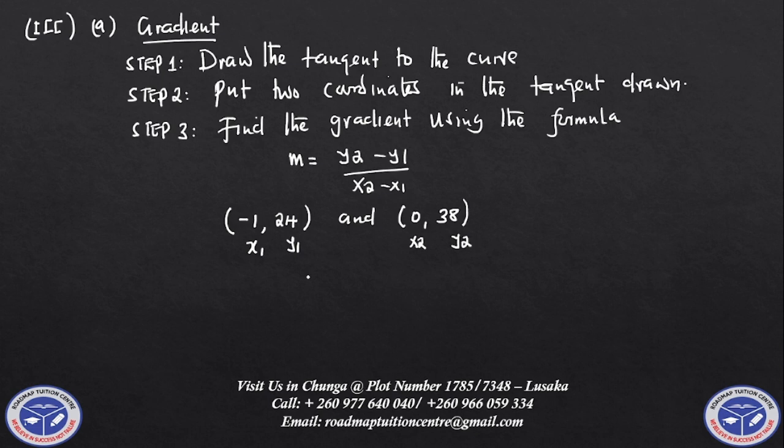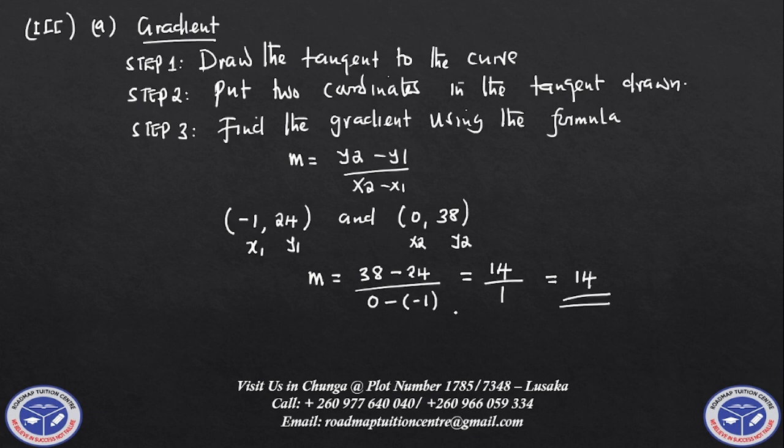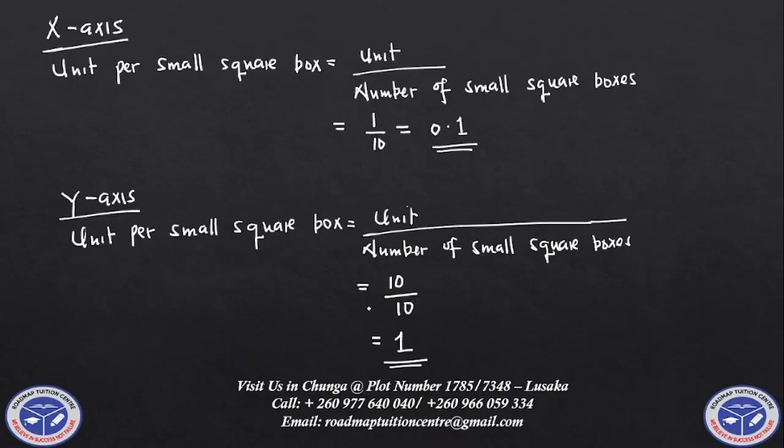So we shall say gradient is equal to our y2, that is 38, minus our y1, that is 24, over 0 minus negative 1. So 38 minus 24 gives us 14 over 0 minus negative 1, that is 1, and our gradient there will be equal to 14.